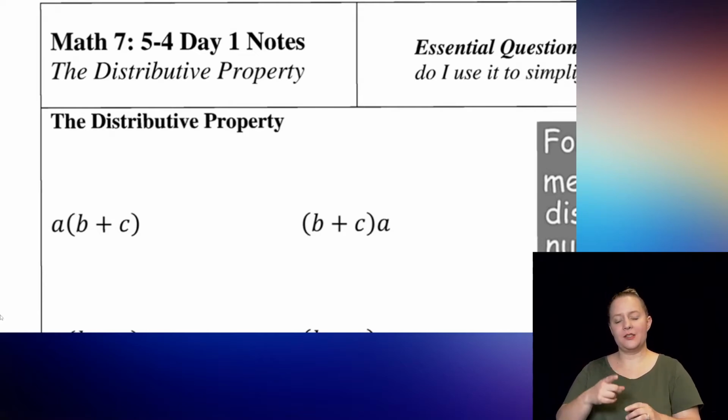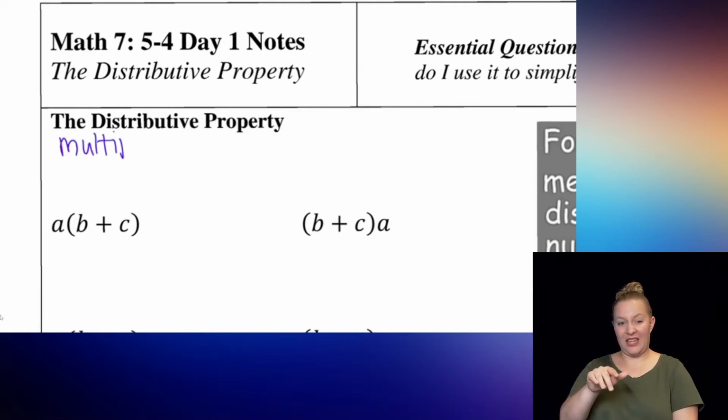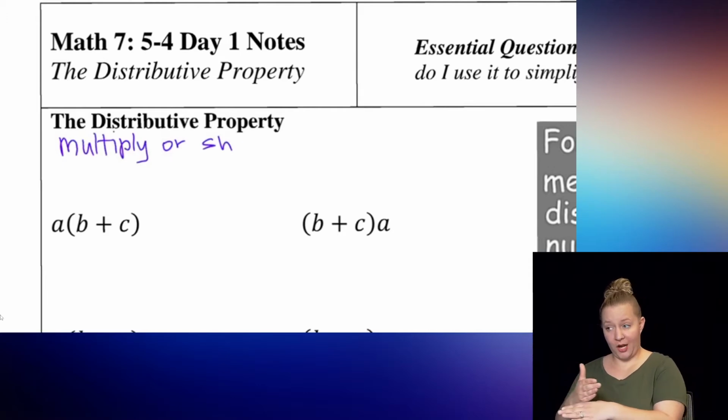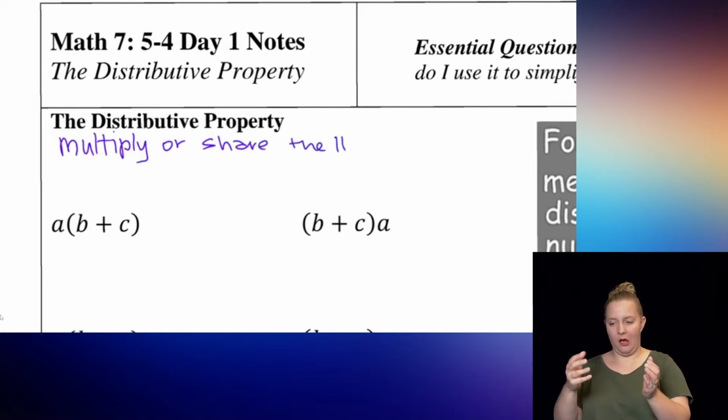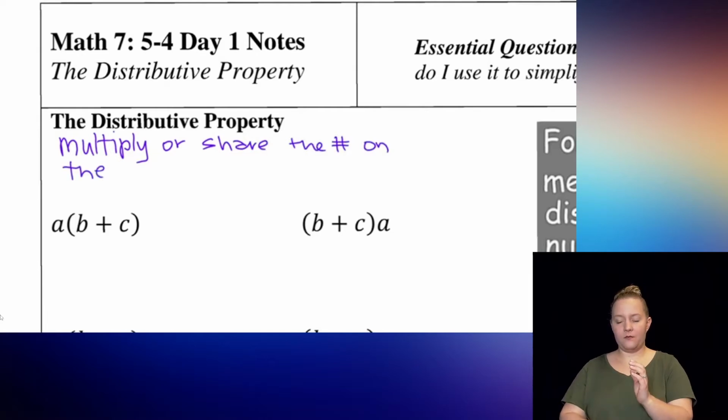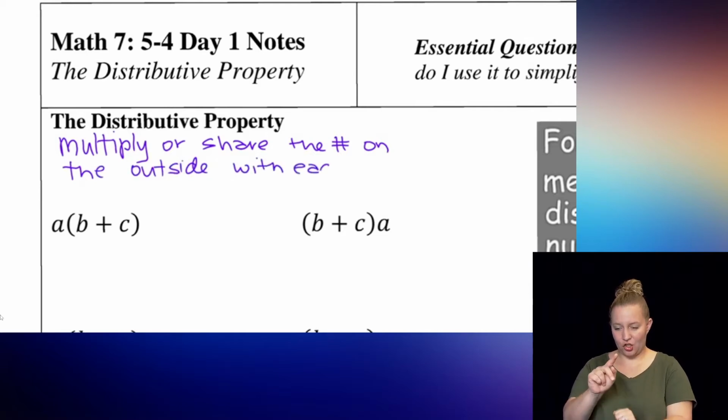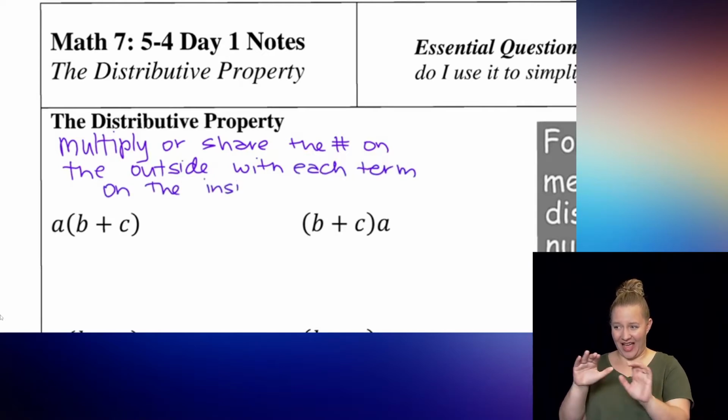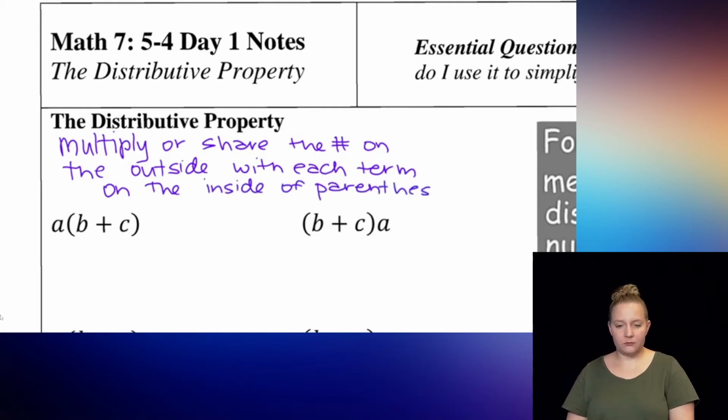This is just a one-pager on the distributive property. So to distribute means to multiply or share the number on the outside with each term on the inside of the parentheses. So I'm going to go ahead and underline this phrase, with each term, or words, I guess, because you need to make sure that every single term inside the parentheses gets the same amount.